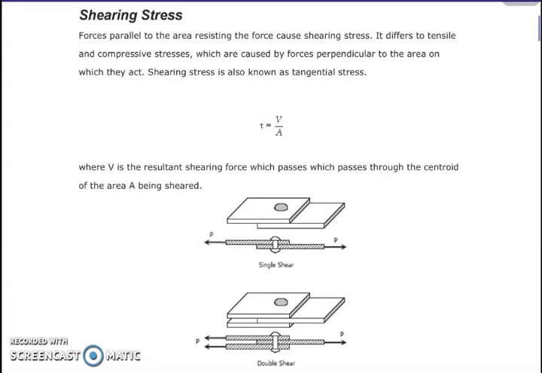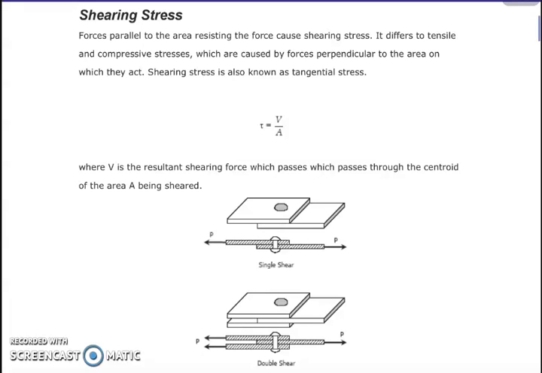Our discussion is on shearing stress. Forces parallel to the area resisting the force cause shearing stress. Basically, shear stress is a force tending to cause deformation of a material by slippage along a plane or planes parallel to the imposed stress. It differs from tensile and compressive stresses, which are caused by forces perpendicular to the area on which they act. Shearing stress is also called tangential stress.